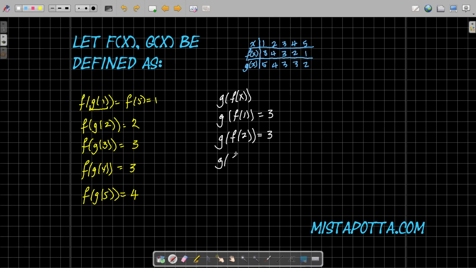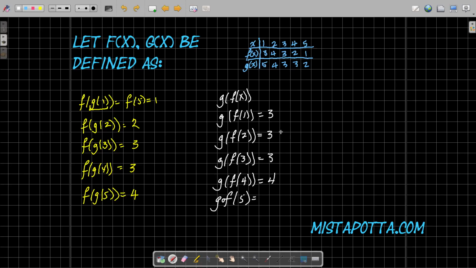I could do g of f of 3. Substituting 3 into f gives me 3. Substituting 3 into g gives me 3. So these are all 3 so far. G of f of 4. Well, I'm going to take 4, plug it into f, get 2. Substitute 2 into g and get 4 out of it. And I can do g of f at 5. Substituting a 5 gives me a 1.